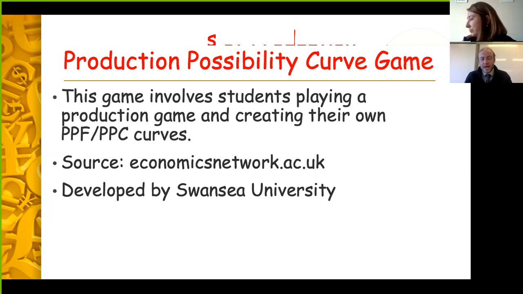This was developed by Swansea University, and full information on this is available at economicsnetwork.ac.uk, where there is a wide range of fun, different games and experiments you can do in your economics classroom.